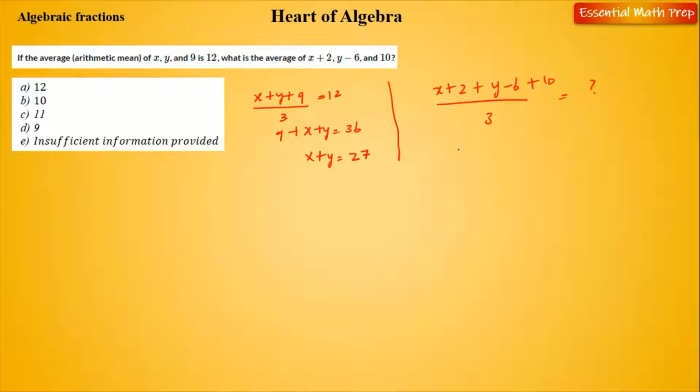So if you shuffle the terms, then we notice we get x plus 2 plus 10 minus 6 over 3. We know x plus y is 27, plus 2 plus 10 is 12, minus 6 is 6. So over 3, 27 plus 6 is 33, right? And that divided by 3 is 11.